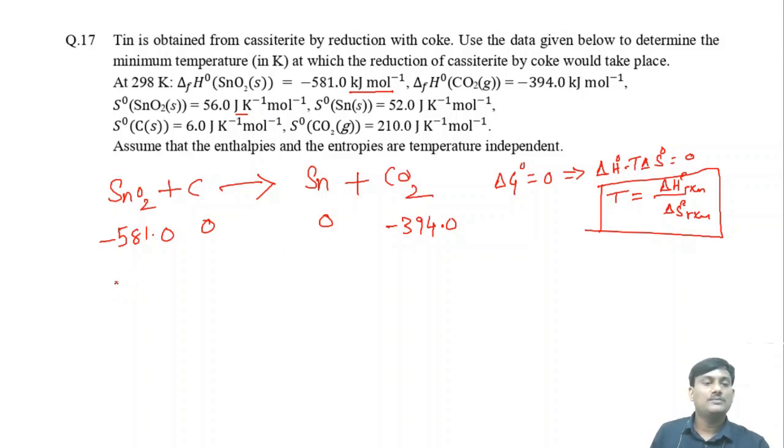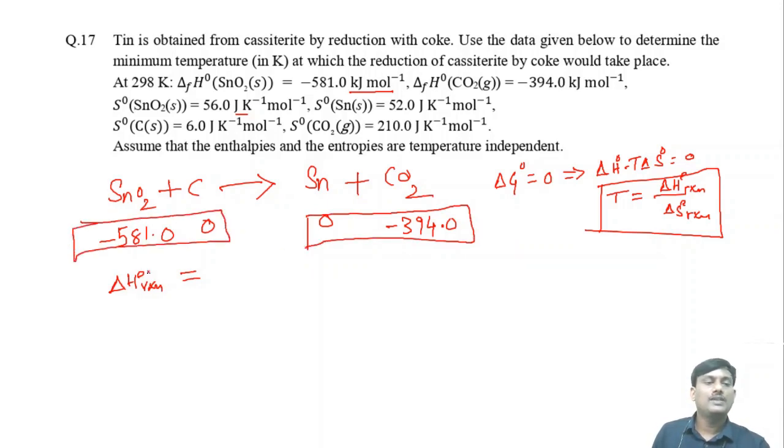Then what is the delta S naught value? Delta H naught value first. Delta H naught reaction is equal to delta H naught formation of products minus delta H formation of reactants. So minus 394 minus of minus 581.0. So here how much will you get?